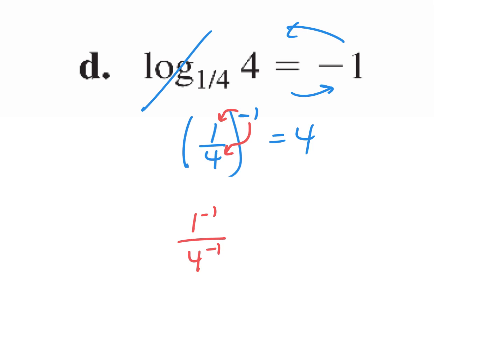Guys, if you have a negative exponent, where do you move it to make it positive? Either up or down, right? So if I move 4 to the negative 1 up, it becomes positive 4. And if I move 1 to the negative 1 down, it becomes positive 1. Does that equal the same thing?